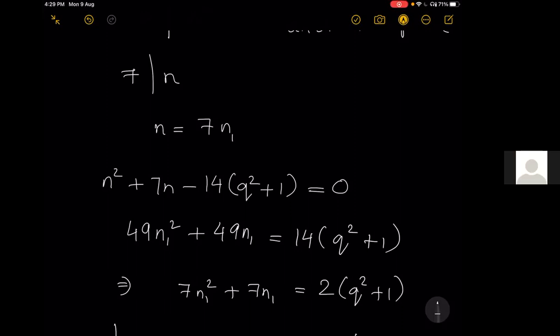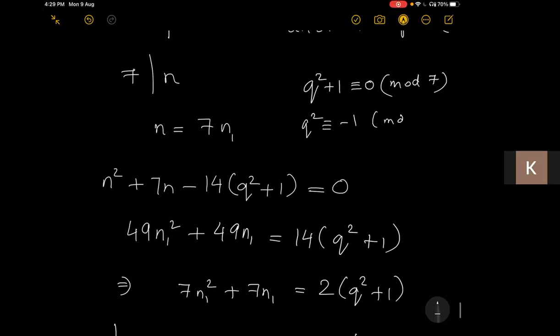Wait, can you explain that part again once? Yes. Wait, q square plus 1 is congruent to 0 mod 7. This till here you got. Yeah. So q square is congruent to minus 1 mod 7. Yeah, that is 6 again. So that is congruent to 6 mod 7. Yeah, after that, what did you do?